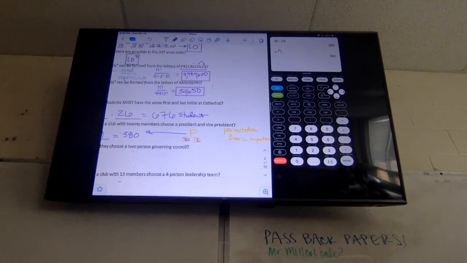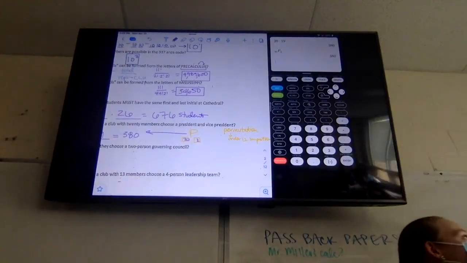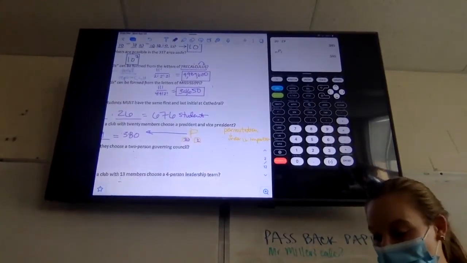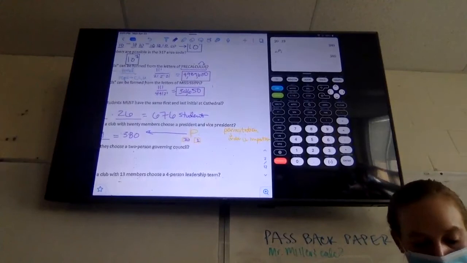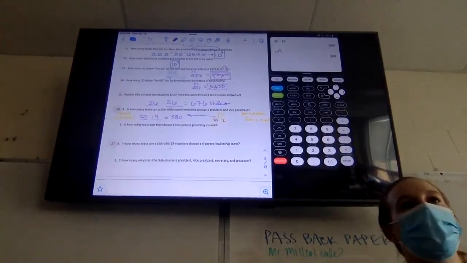380 represents how many options you have to pick a president and a vice president. Do you want to listen to permutations? Oh, you guys are still on chapter 7. Ooh, fun. All right, so permutations, order is important. Now, letter B, it says, how many ways can you choose a 2-person governing council?